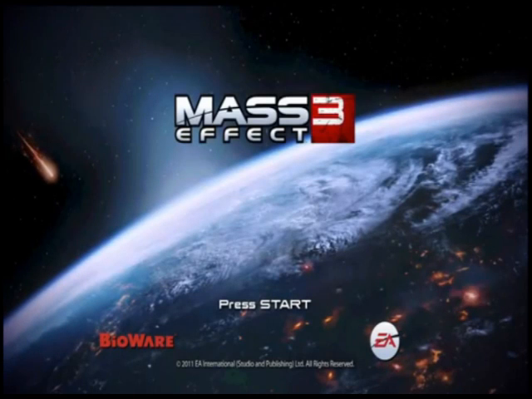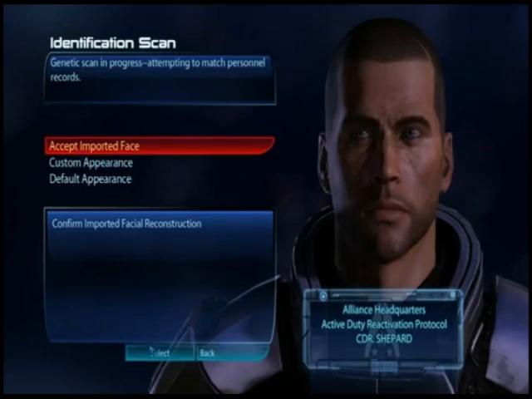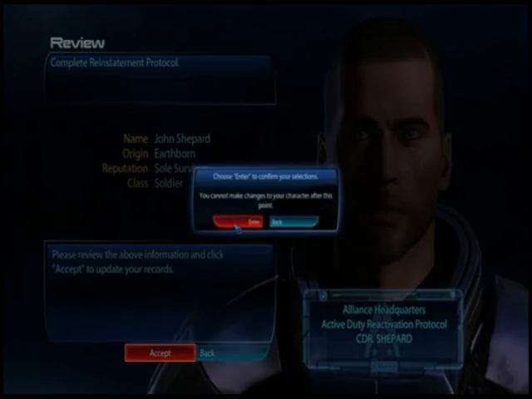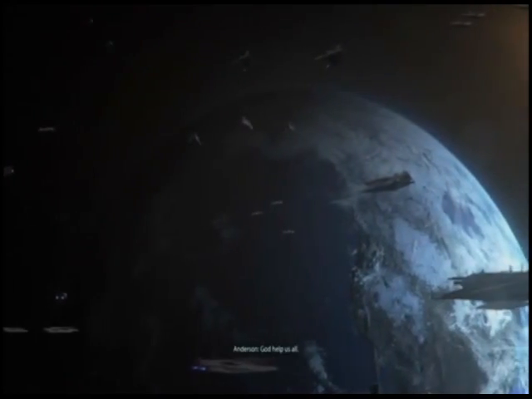So, we start up our game, and it looks like we're about to play Warcraft 3. Never mind. We create a character, yada yada, okay, here we go. We get a bunch of guys looking at the galaxy map, while two guys named Hackett and Anderson are worried about what someone named Shepard warned them of. Fade to a picture of a planet, supposedly Earth, and text on a screen.